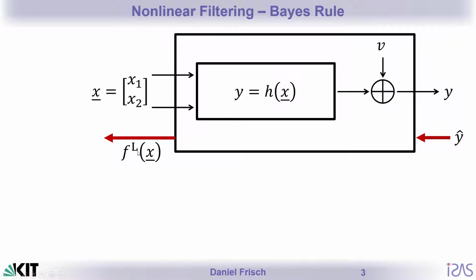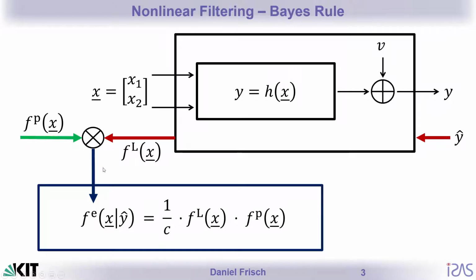Additionally to the likelihood, we have the prior density that includes the information from the previous measurements made in the past and the system model, the state transition model. And we want to fuse these types of information, and according to Bayes' rule, we do this by just multiplying the likelihood function and the prior density, renormalizing it, and this is our wanted posterior density.